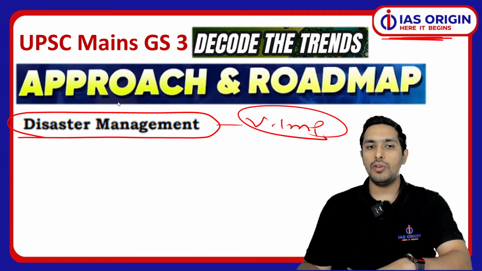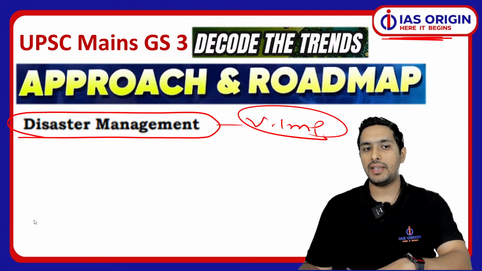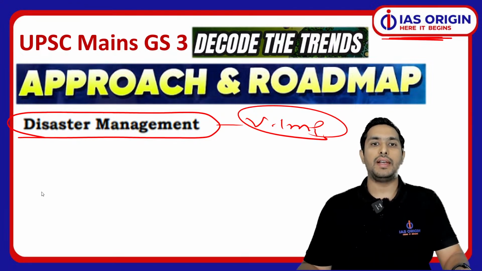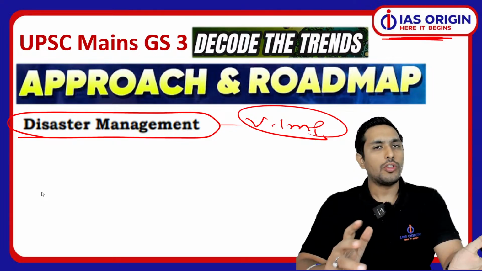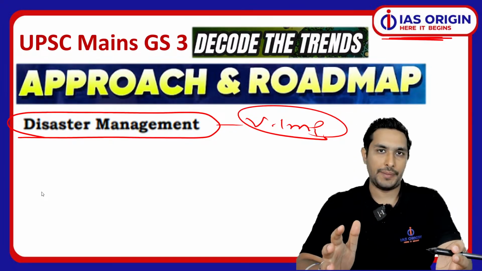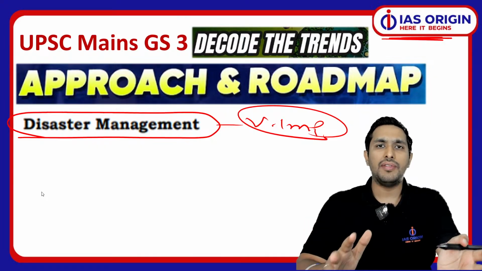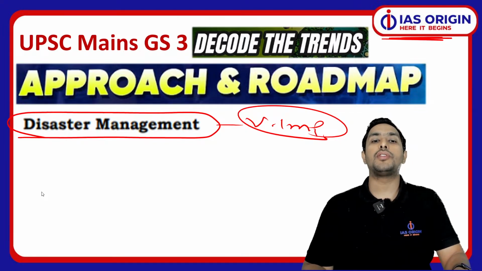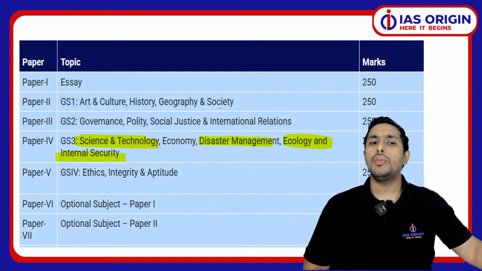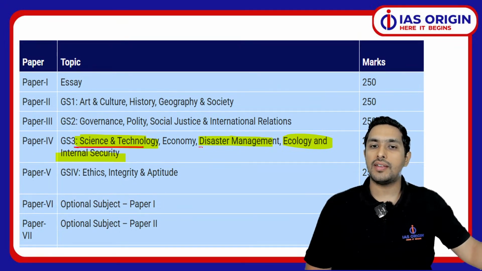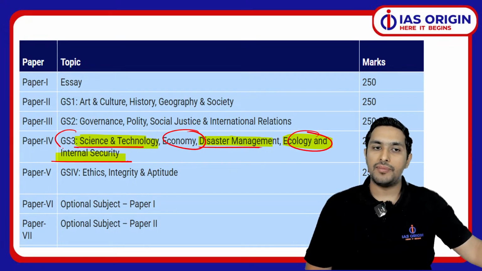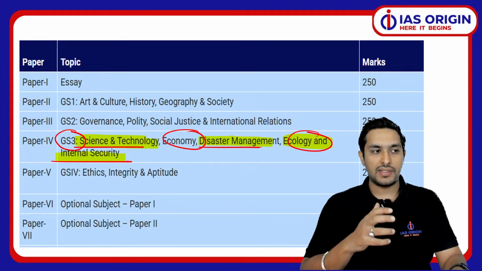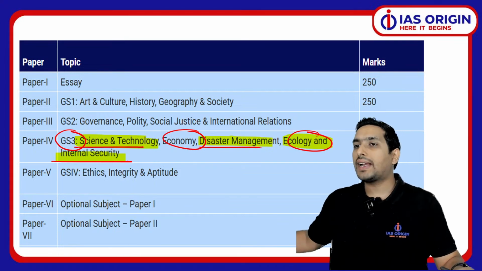Before I even move ahead, I want you all to understand that GS paper 3 is the most diverse paper we have in the UPSC mains examination. When you talk about GS paper 1, we have history, geography, society. GS paper 2 may be polity, governance, IR, social justice. But GS paper 3 has so much: we have to study science and tech, disaster management, environment and ecology, internal security, economy. So in a way, I personally feel this is the most difficult paper to tackle effectively.